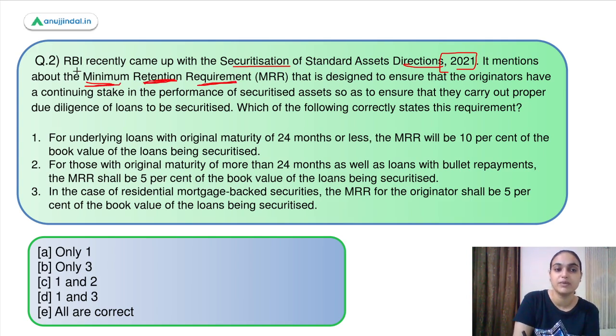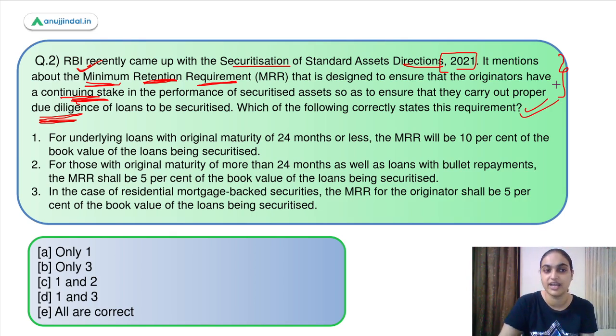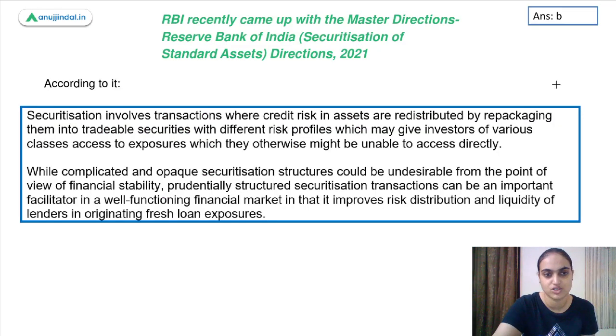So what is this minimum retention requirement? This requirement is designed to ensure that originators have a continuing stake in the performance of securitized assets to ensure that they carry out due diligence of loans being securitized. So which of the following correctly states this requirement? So is master directions mein minimum retention requirement ke rules specified hai, hume correct rules identify karne hai. But let's first discuss overall what this set of directions is all about, then we'll come back to this question.